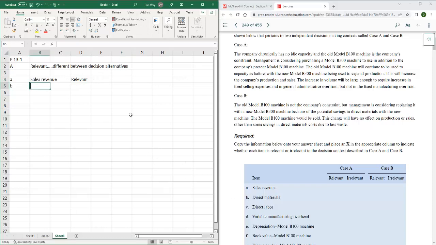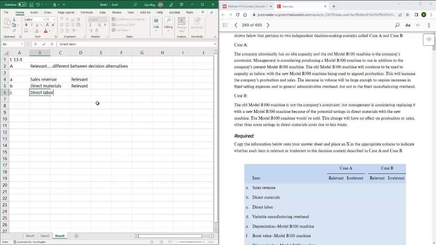B said direct materials. Now again, the B300 is being plugged in potentially side by side with the B100, ramping up production. We're making more things. So yes, direct materials are going to naturally increase with that new production. So because of that, we'd say direct materials costs are relevant in this decision of whether we're adding that new machine.